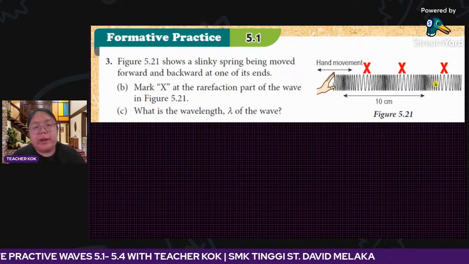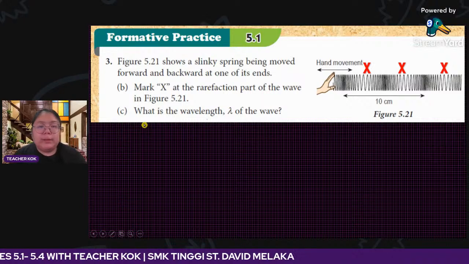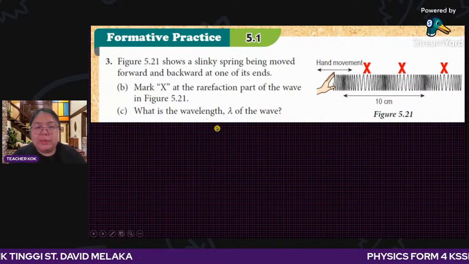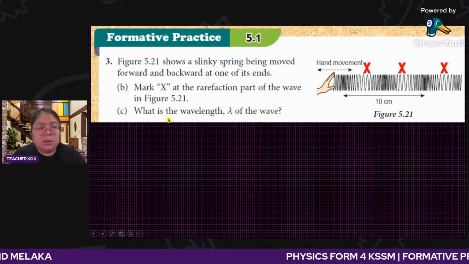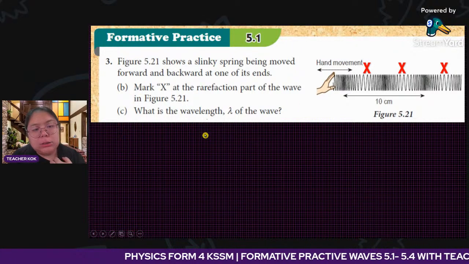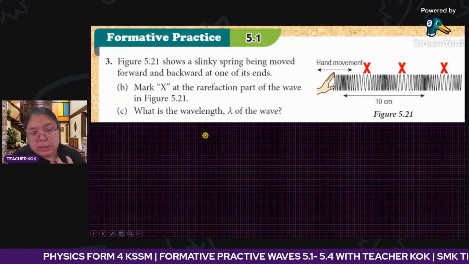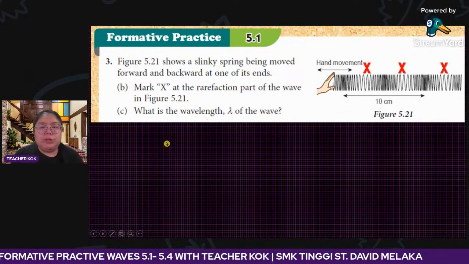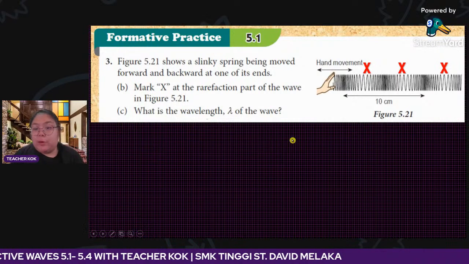Next, what is the wavelength? They want you to find the wavelength. Actually, do they want a calculation? If the question asks what the wavelength is, we just answer it, because the question provides 10 cm.